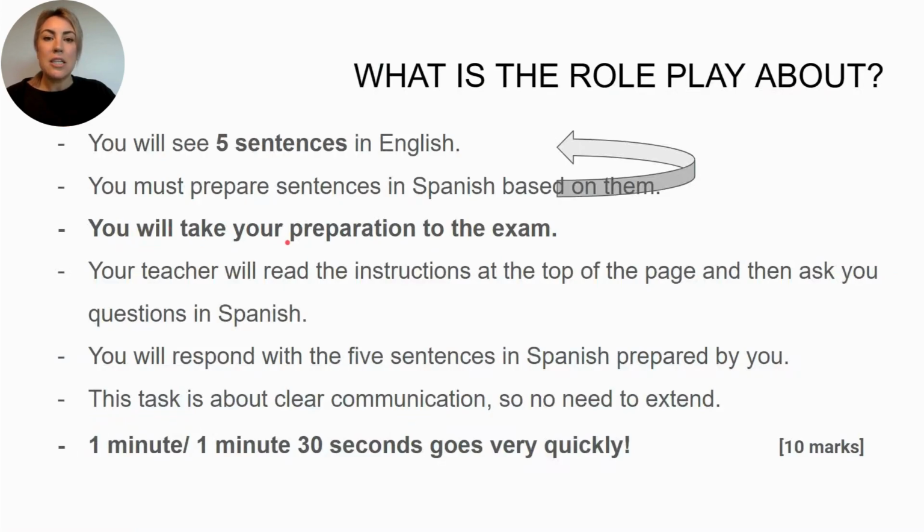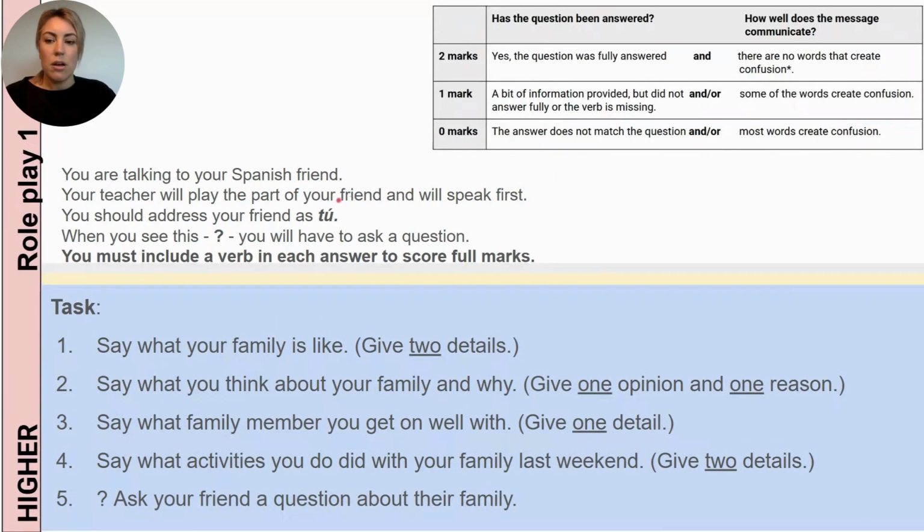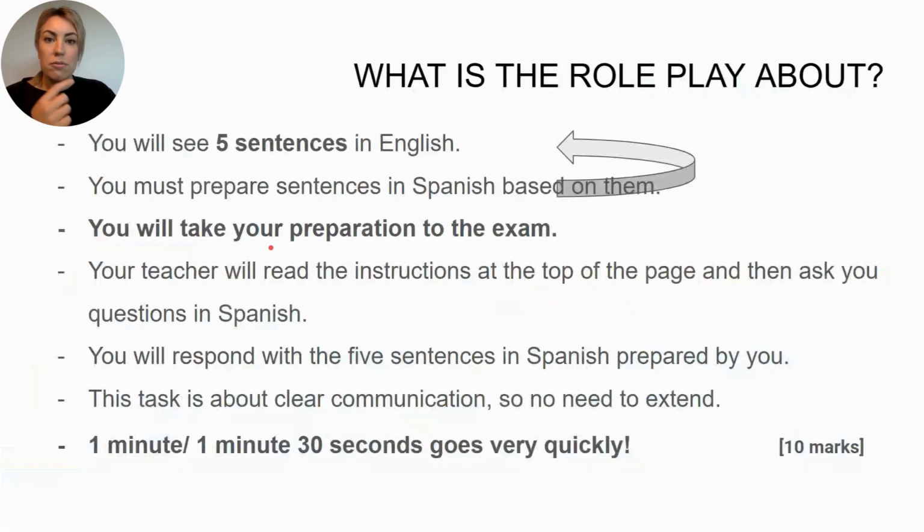So what do we need to do? In the preparation room, we prepare those 5 sentences in Spanish. And when you get to the exam room, this is the first thing you're going to do. Your teacher will introduce the speaking exam and say, vamos a hacer el role play. We're going to do the role play now. They'll read the instructions. You are talking to your Spanish friend, and then go straight on to the first question.